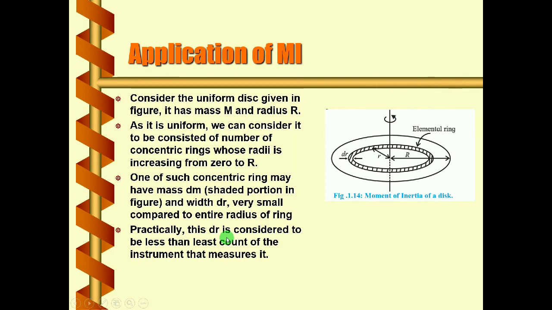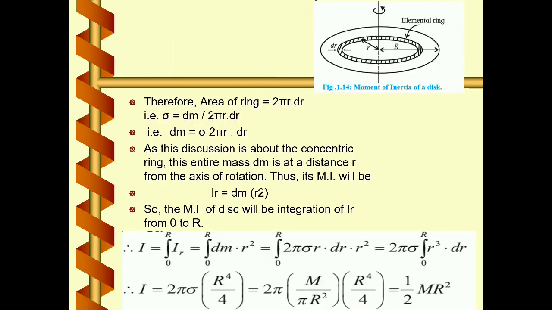What next? Suppose we consider this disk to be made up of a large number of concentric rings. So we are dividing this disk into a number of concentric rings, and all these rings will have radius from 0 to capital R. One of such concentric rings, suppose we consider at a distance small r, with thickness dr and with mass dm.